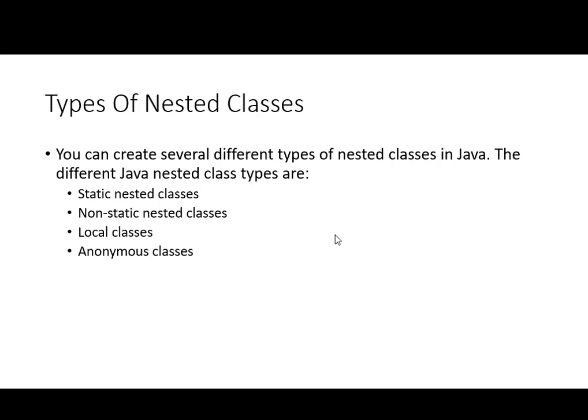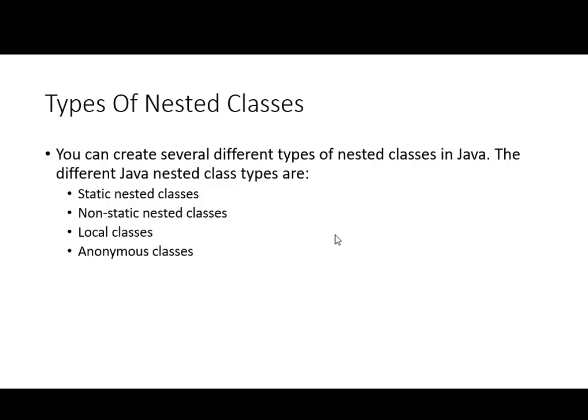So let's discuss the types of nested classes. How many types of nested classes are there? Over here we have a point which states that you can create several different types of nested classes, and those different types are listed here. So the first type is the static nested class.